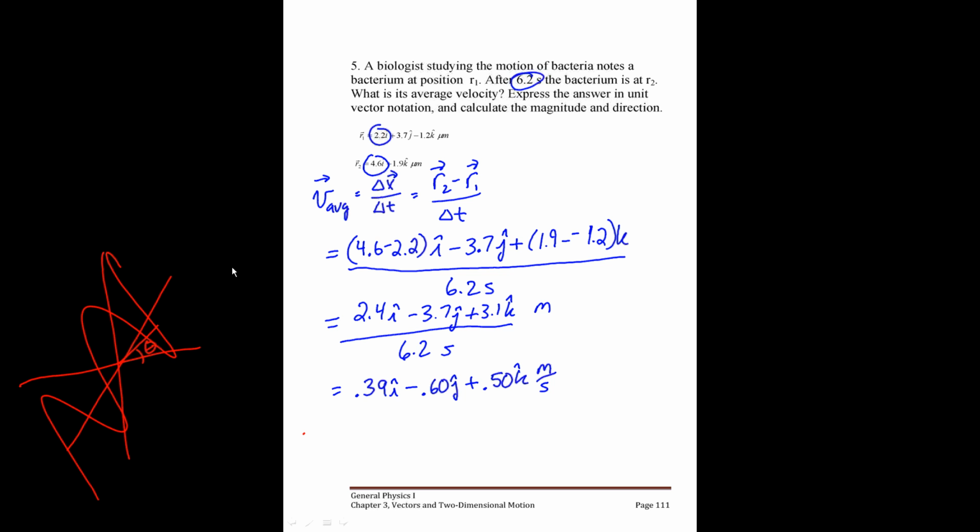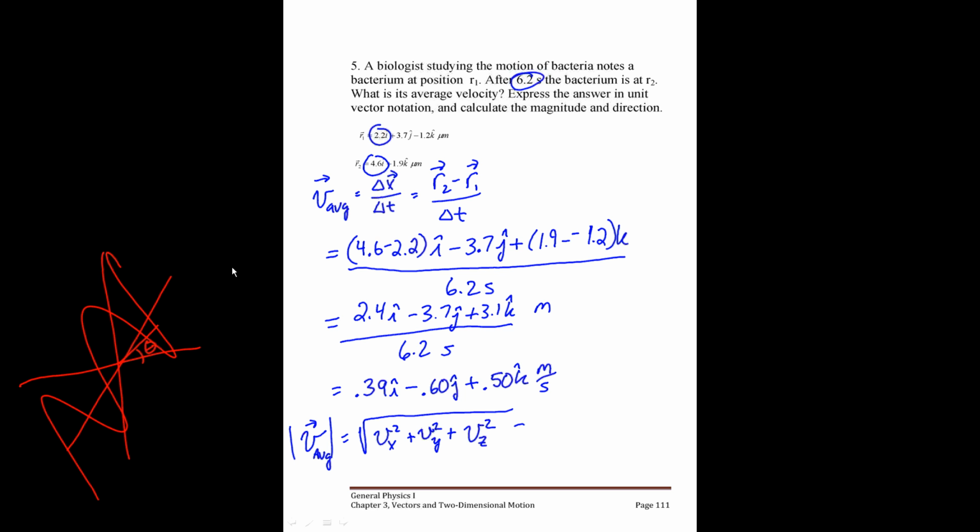The magnitude of average velocity is just equal to the square root of the sum of the squares. That's vx squared plus vy squared plus vz squared. So just like you would do it normally in just 2 dimensions, you just add on that z term.